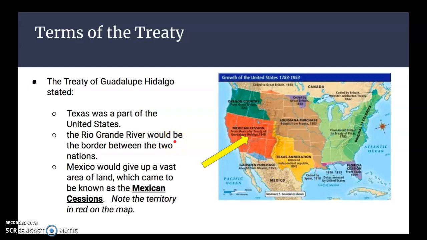between the two nations. And Mexico would give up a vast or huge area of land, which came to be known as the Mexican cession. It's this kind of reddish area on here. So it's all or part of several states that we have now in the United States: California, Nevada, Utah, a little bit of Wyoming here, Colorado, New Mexico, and Arizona. And this purchase down here came a little bit later in the 1850s. That is called the Gadsden Purchase. That was purchased from Mexico, and it was an area that was reserved for building a transcontinental railroad in the southern part of the country.